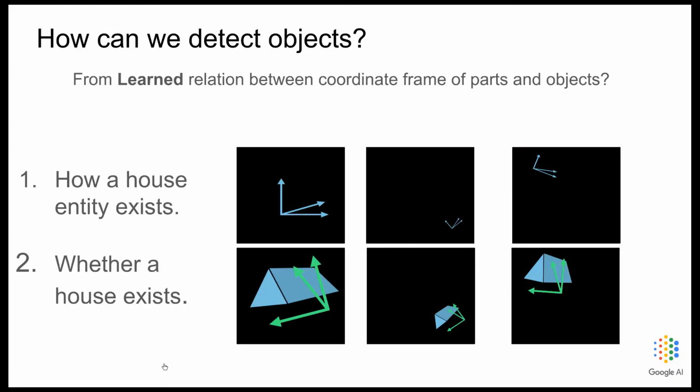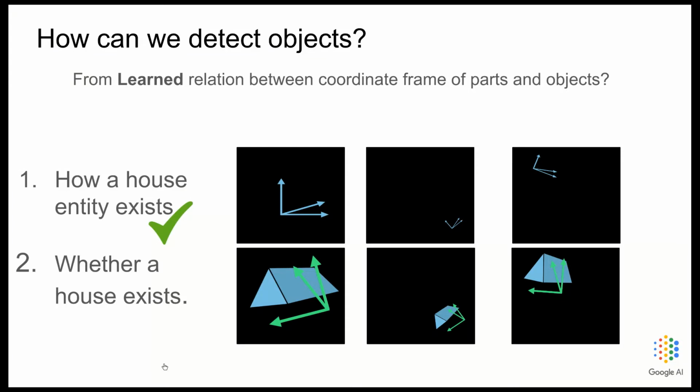So we have figured out the constant and variable parts of a house representation. In the house example, we will represent a roof using a capsule and a house using another capsule. And we will learn to find the transformation from the roof capsule to the house capsule. This transformation will give us how the house exists.